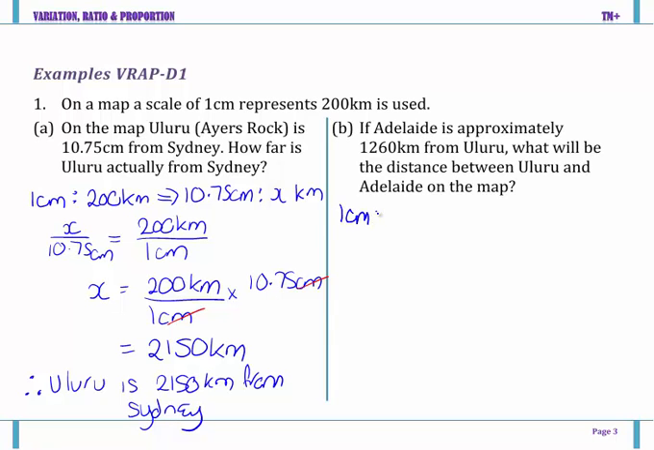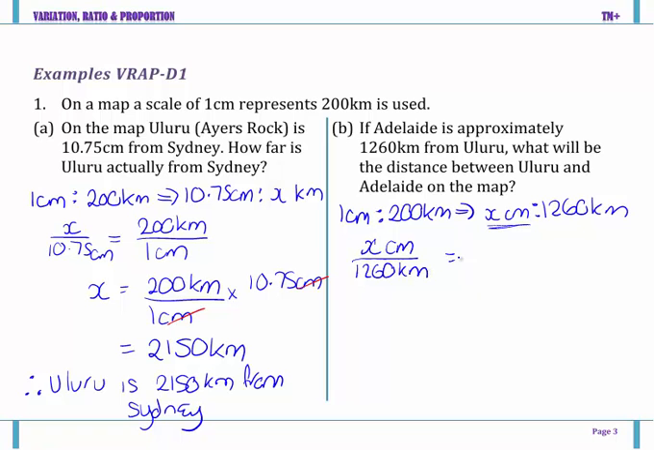Again, let's start with our 1 centimetre is to 200 kilometres, and let's rewrite the next one. We don't know how far it is on the map, but we do know that it's 1,260 kilometres in real life. Setting up the ratio, my x is here, so I'm going to put it over the 1260. So x centimetres over 1260 kilometres, and again first over second, so 1 centimetre over 200 kilometres.